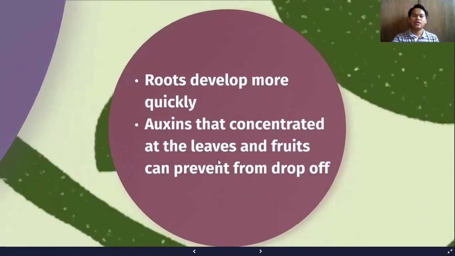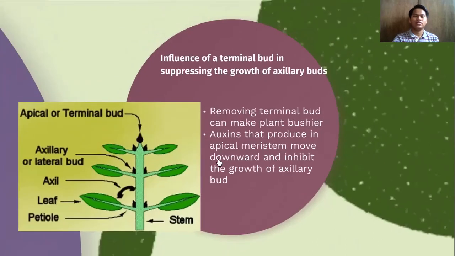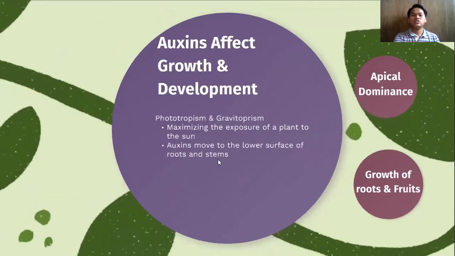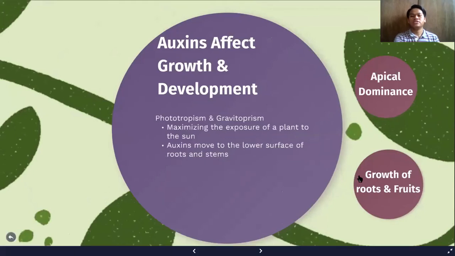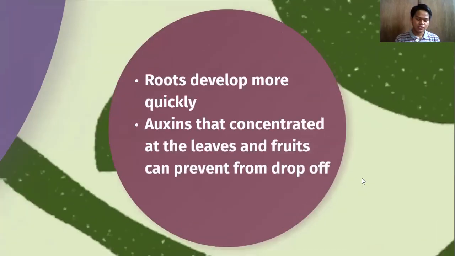Next, auxin can also help in the growth of roots and fruits. Basically, by auxin hormone, the roots and the fruits can develop more quickly. It also helps prevent the fruit from dropping off when auxins concentrate at the leaf and the fruit. By concentrating at this part, leaf and fruit are prevented from dropping off.